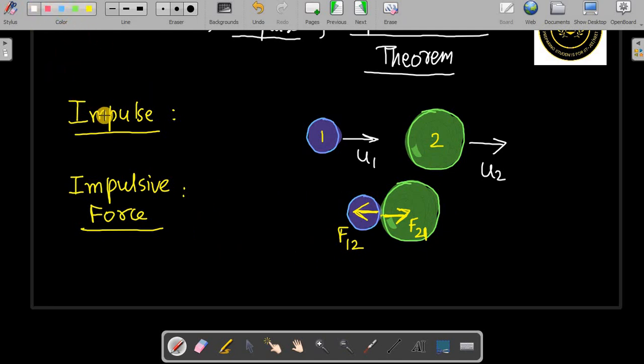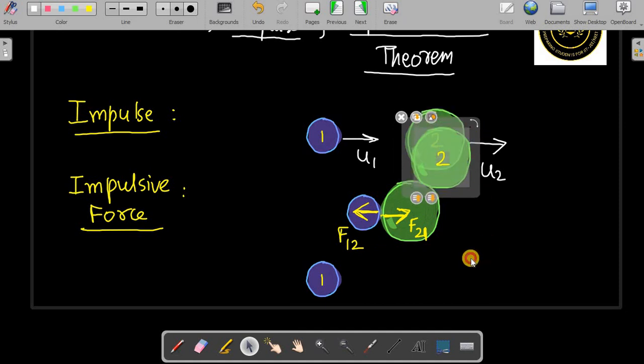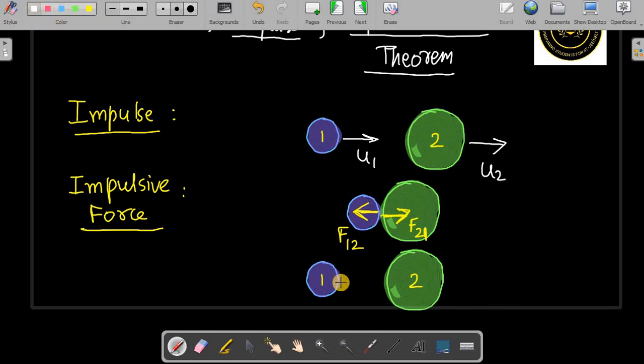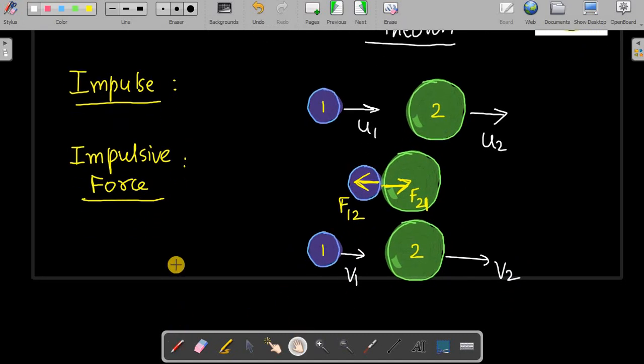This happens when the bodies are in contact, and just after collision, they will separate. Let me draw the diagram again. They are going to separate after collision. This is the velocity of the body after collision, let us say v1 and v2, which may have plus or minus signs.